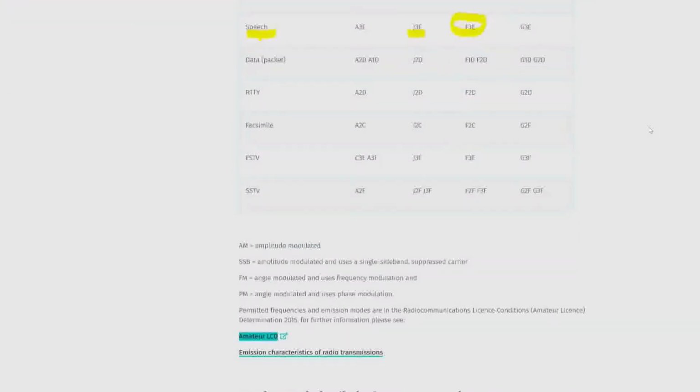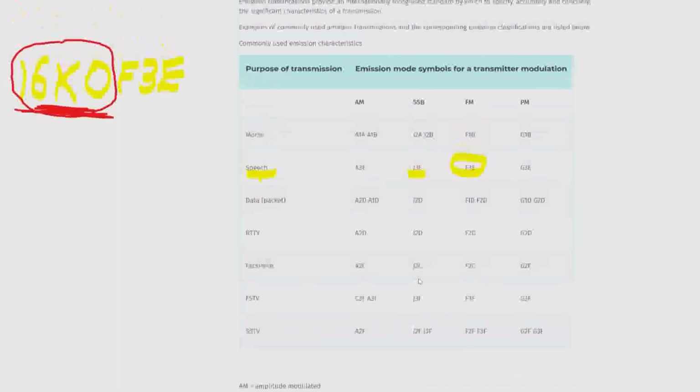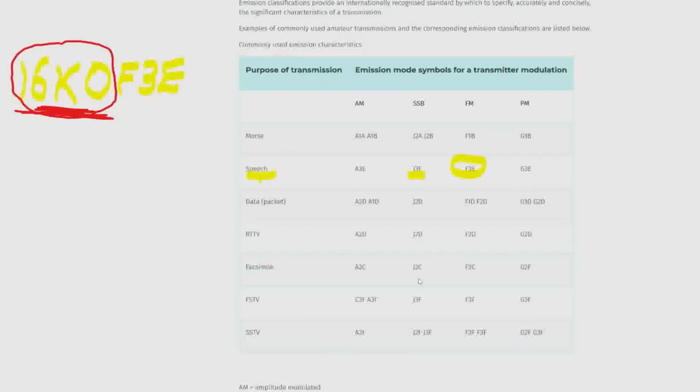There's a little bit more information below that graph on what these symbols mean here. AM, amplitude modulated, SSB, so on, FM, and phase modulation. But good news is today, all radio amateurs can use just about all modes. The only thing you need to be careful about is what the maximum bandwidth you can use on a particular band and your power level.